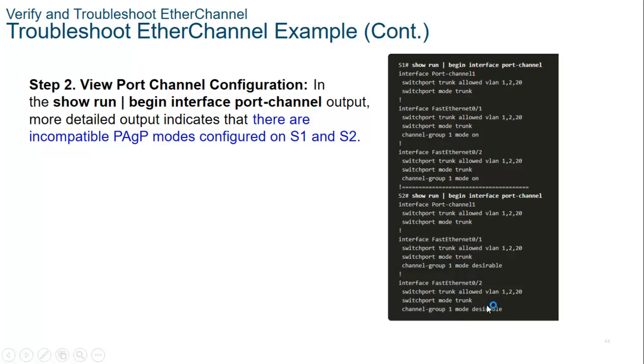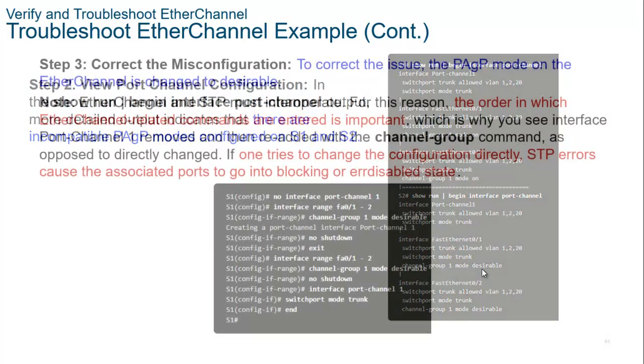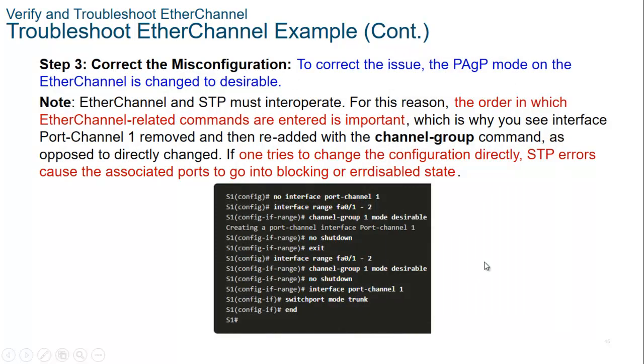As we have looked at previously, if one end is on and the other one is desirable, no negotiation packet is sent, so channels cannot be established. So what we have to do here is correct the misconfiguration. To correct the issue, the EtherChannel mode is changed to desirable. We saw just now that S2 has desirable on both of the interfaces and S1 has on on both of the interfaces. So here we change the interfaces on S1 to desirable.